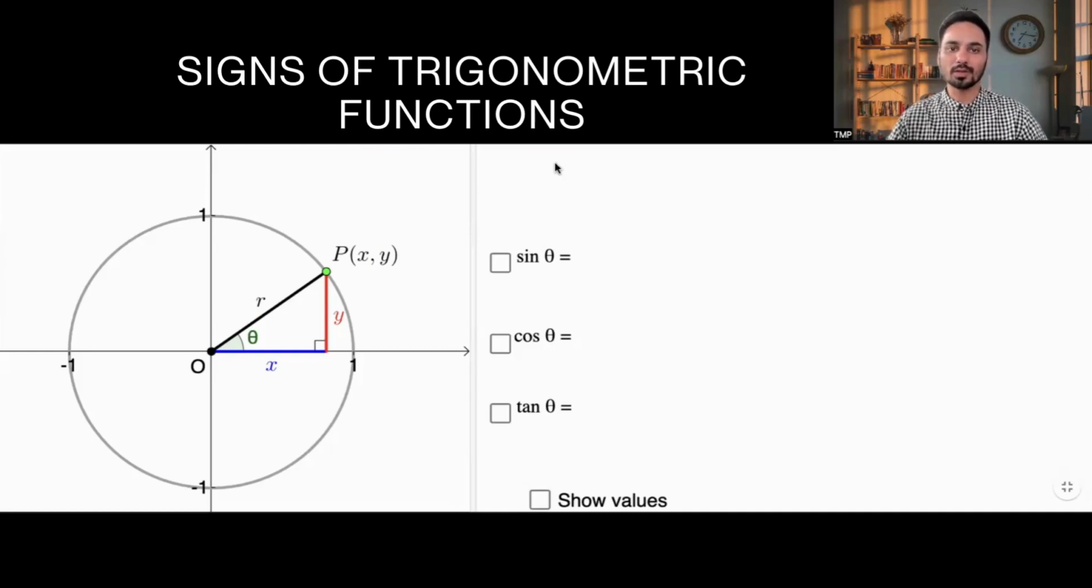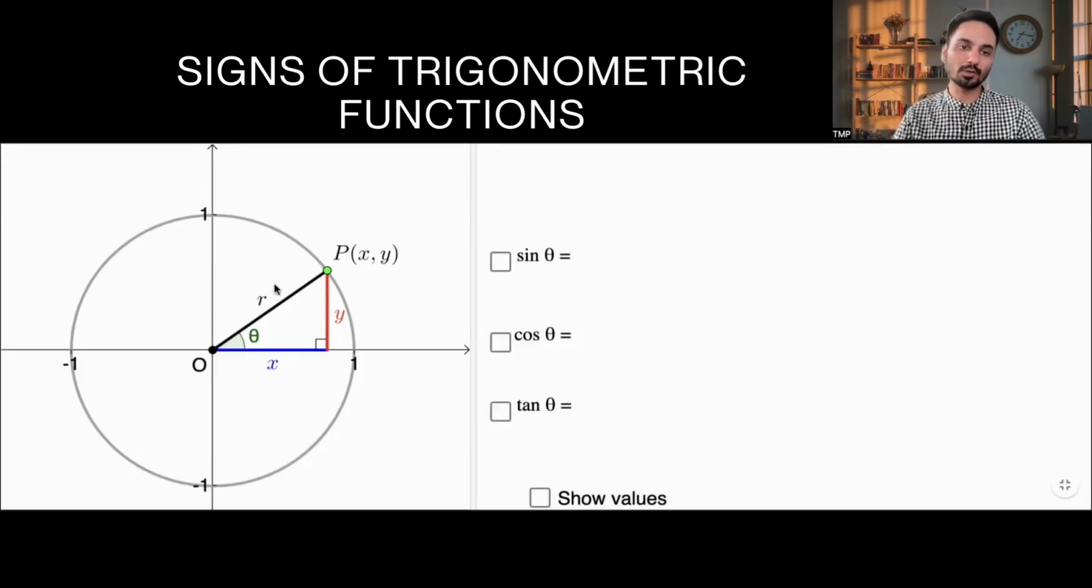In this video, we are talking about the signs of trigonometric functions. The signs of trigonometric ratios depend on the quadrant in which the terminal side lies. We always take the terminal side OP equals R as positive. So the signs of all the trigonometric functions really depend on the value of X and the value of Y in this triangle.